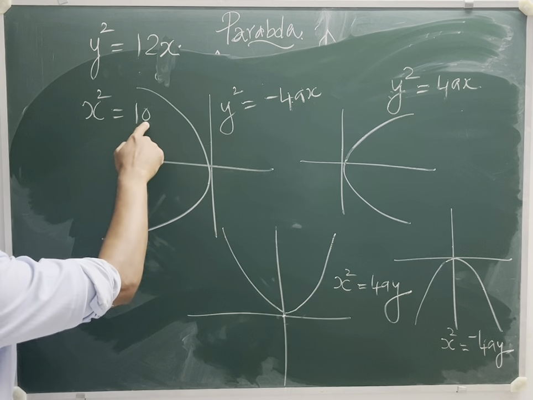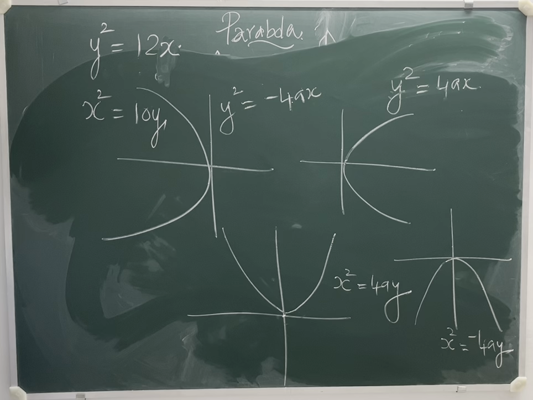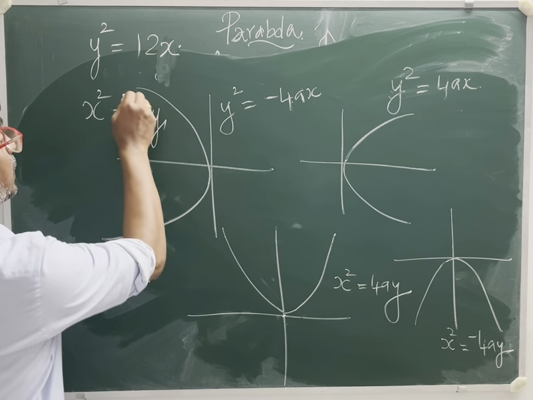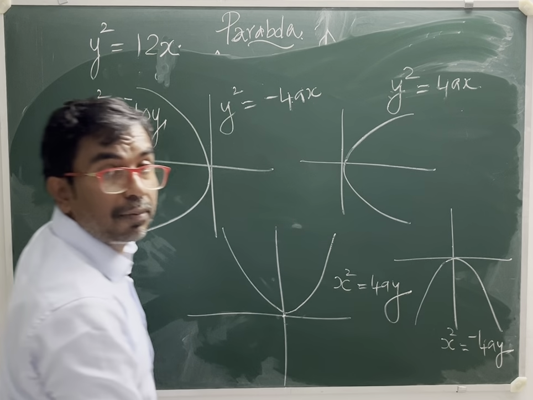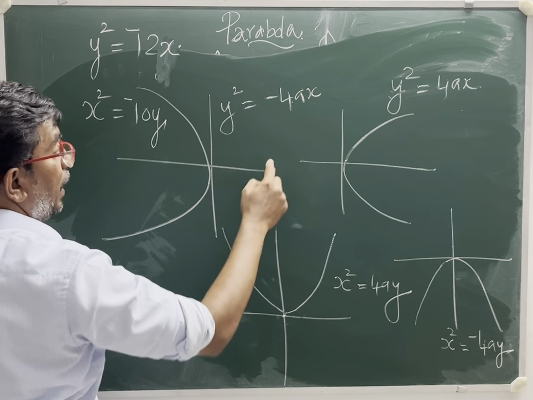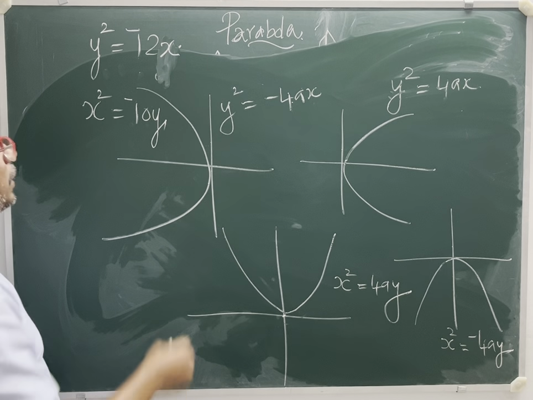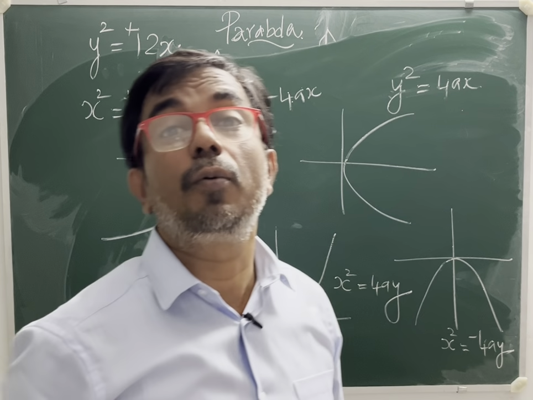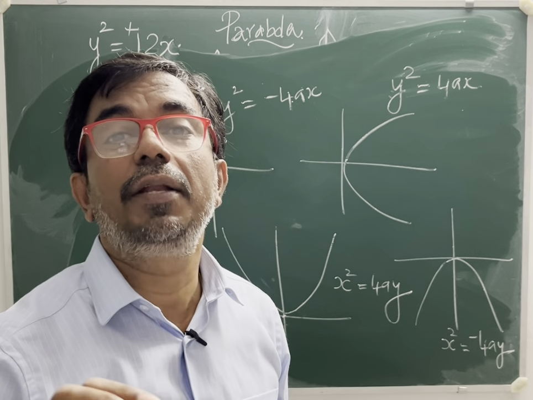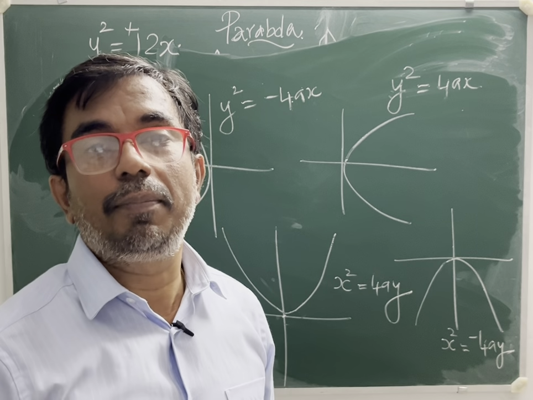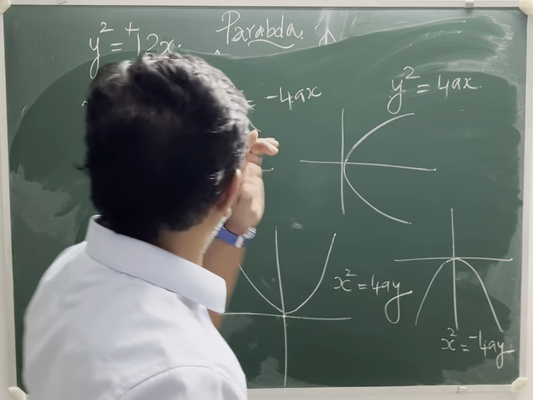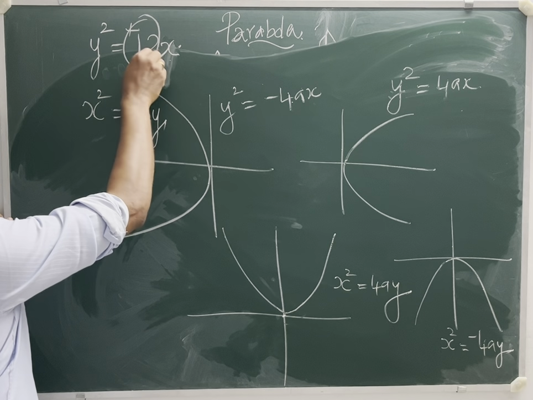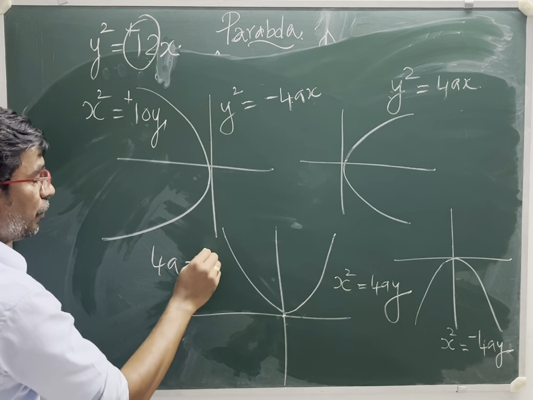If I write x square is equal to some 10y, this is the third type. If there is a minus coming here, it will be this type. If the minus comes here, then that will be this left side. So it depends upon the sign and on which variable is squared, x or y. Using that you will be able to identify the type of parabola. And whenever you get this number, you always take the coefficient of x, and take 4a equal to 12.